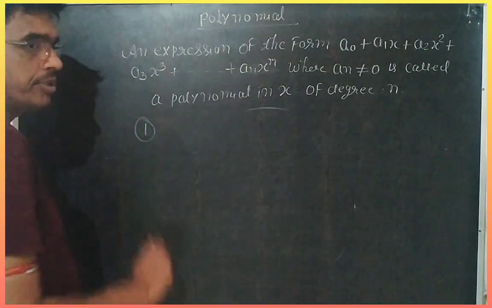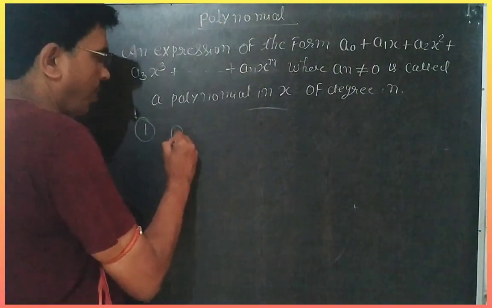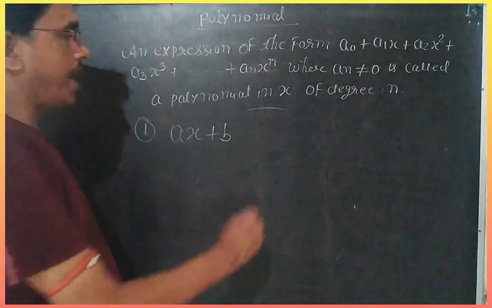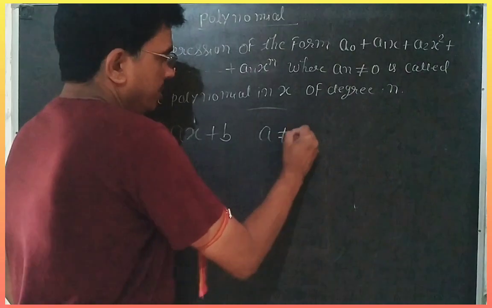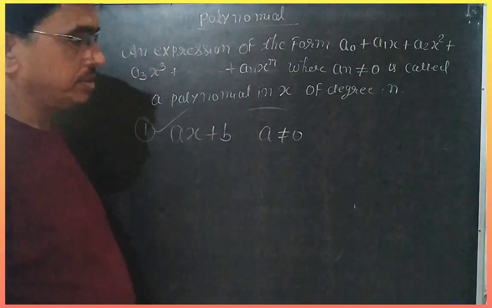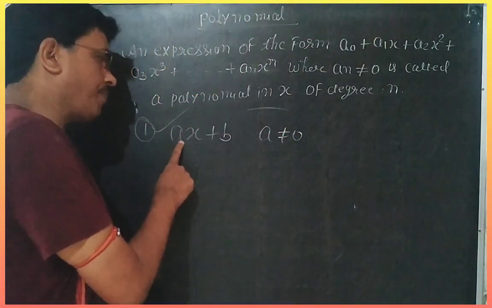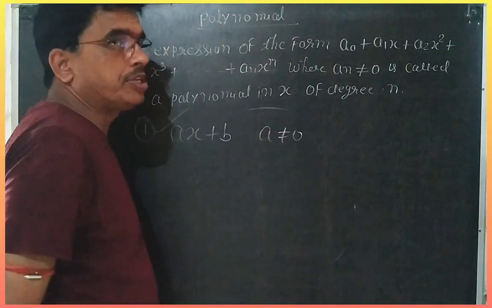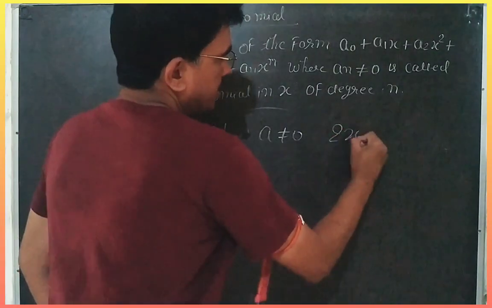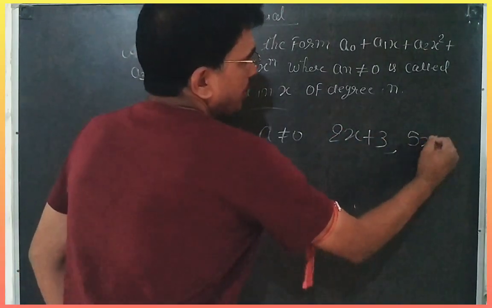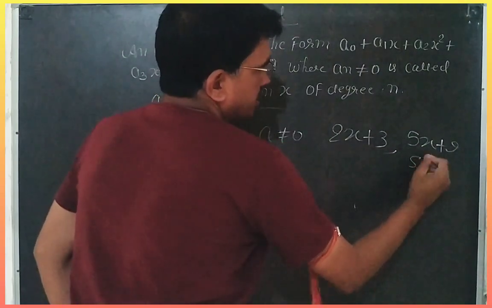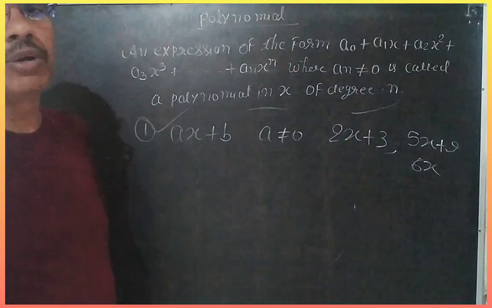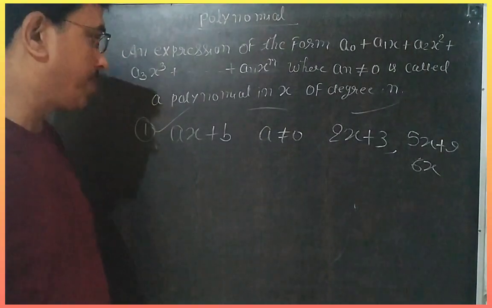Now, types of polynomials. First, according to the degree, an expression in the form of ax plus b, where a and b are real numbers and a is not equal to 0, is called a linear polynomial. Dear students, it is in the form of ax plus b, where a and b are real numbers and a is not equal to 0. Examples are 2x plus 3, 5x plus 9, only 6x. Otherwise, a polynomial whose degree is 1 is called a linear polynomial.